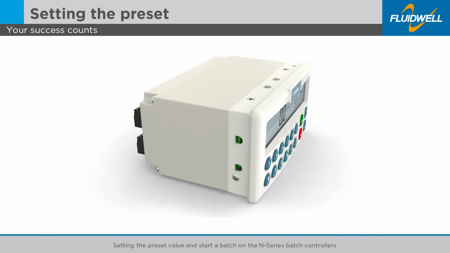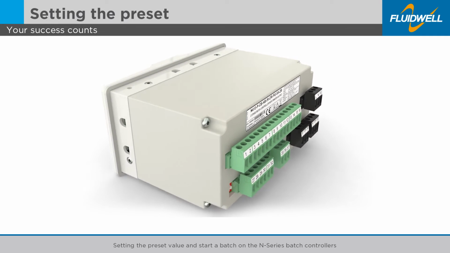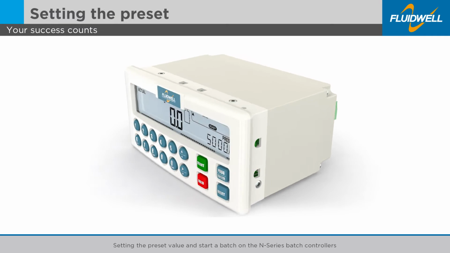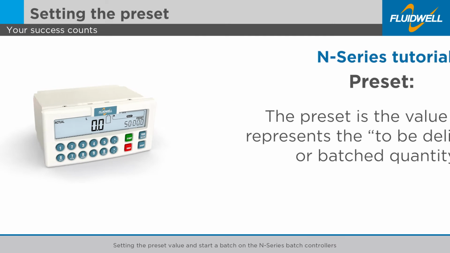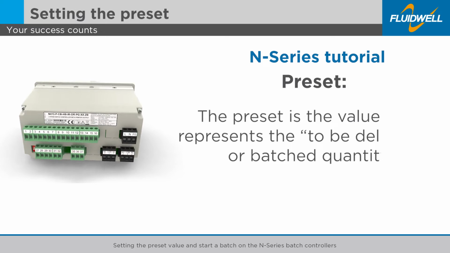In this tutorial, we will set the preset value, start and stop a batch, and change the preset value again on the N-series batch controllers. The preset is the value that represents the to-be-delivered or batched quantity.